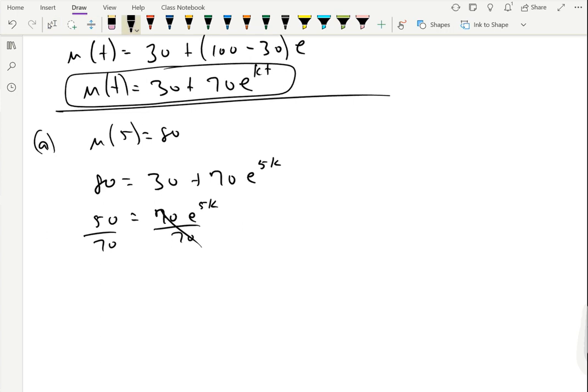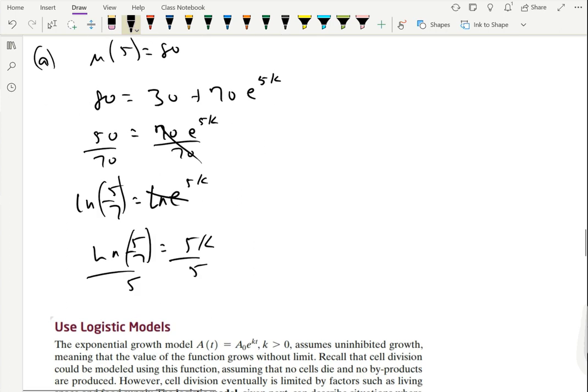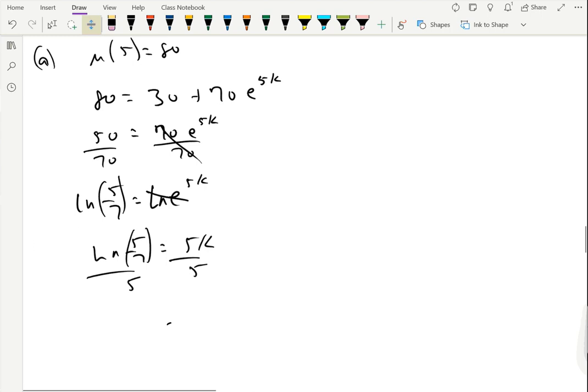So let's see, those 70s cancel, so that's going to be 5/7 equals e to the 5K. Surprise, surprise, we're going to apply the natural log to both sides. Natural logs cancel, so we have natural log of 5/7 equals 5K. So divide both sides by 5, and we'll figure out our value for K.